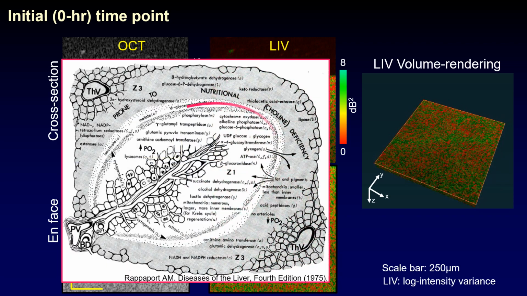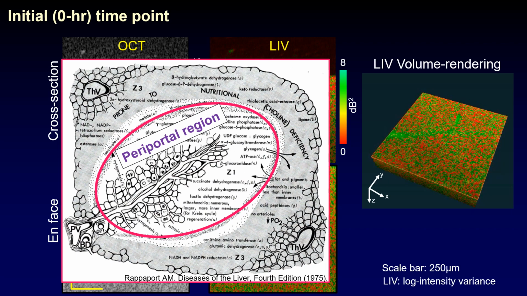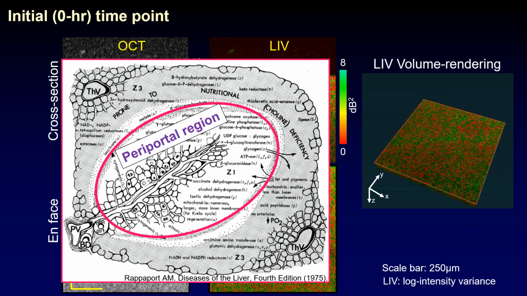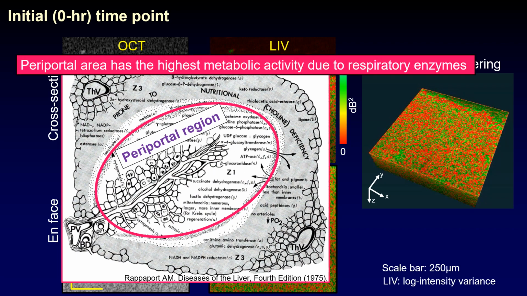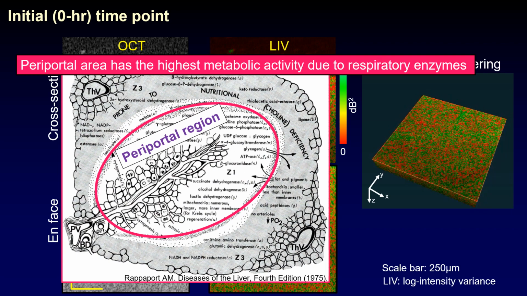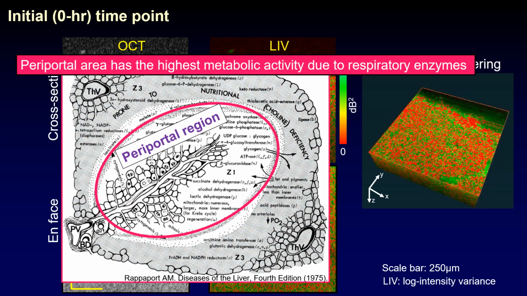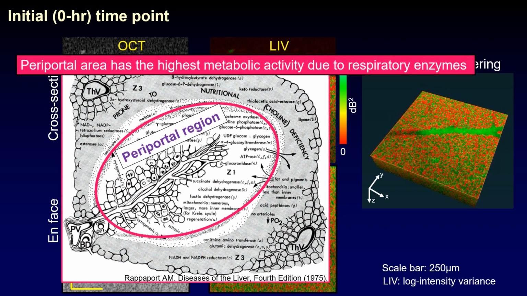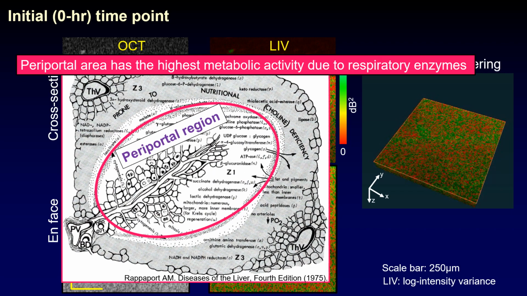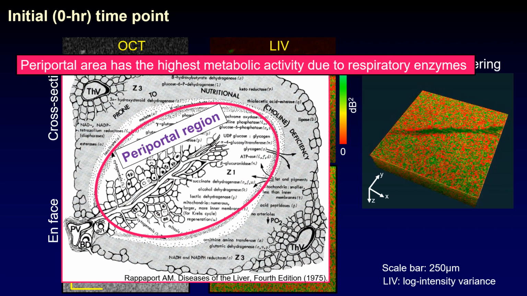To interpret this, let me first show you the acini of the liver. This region is the periportal area of the liver and is the center of the acinus, where oxygen content is highest. This zone has the highest metabolic activity due to respiratory enzymes. Therefore, what we are observing in the LIV image just beneath the vessel might be due to this high metabolic region. Although the whole periportal region is known to be active, we don't observe high activity above the vessel, and this remains an open issue.